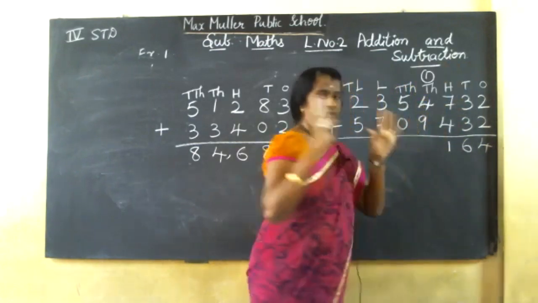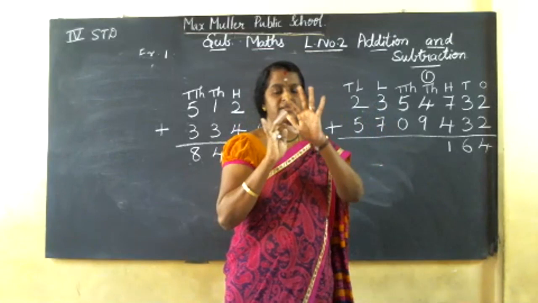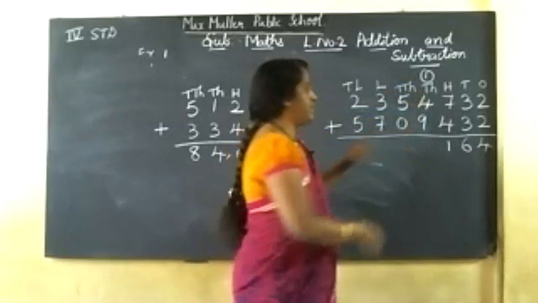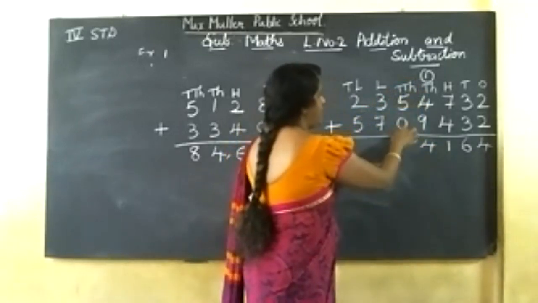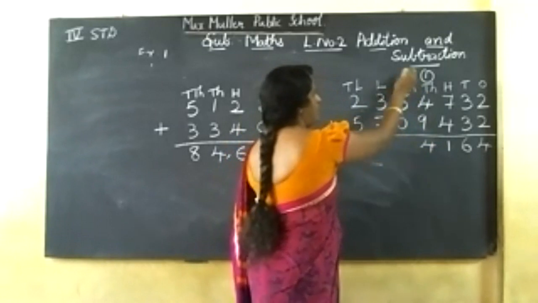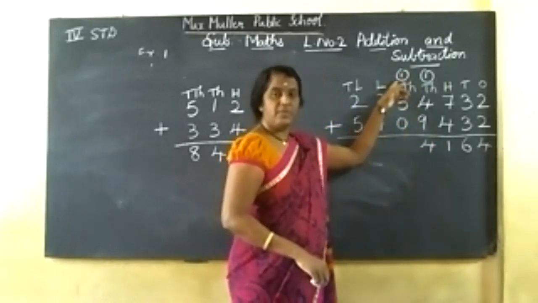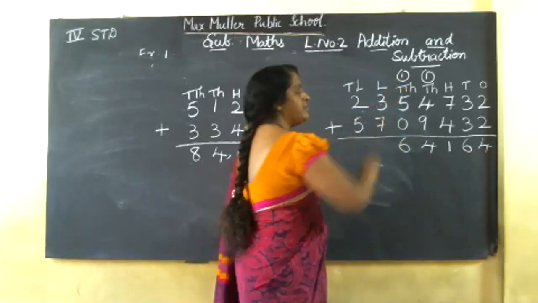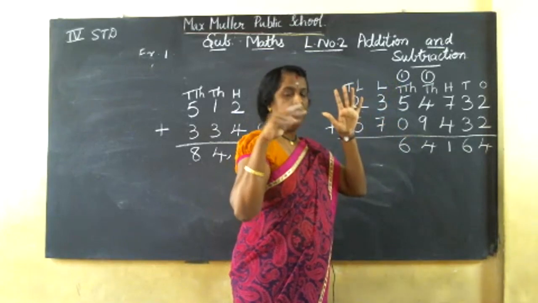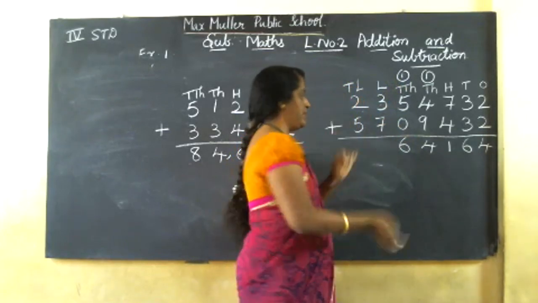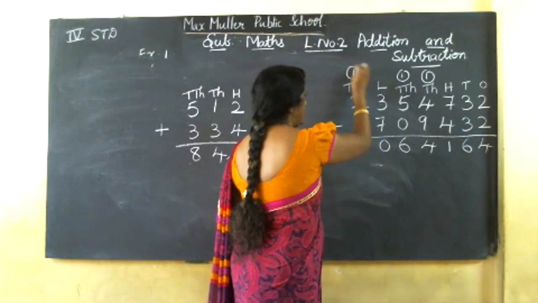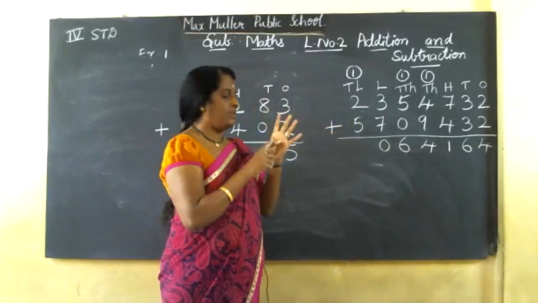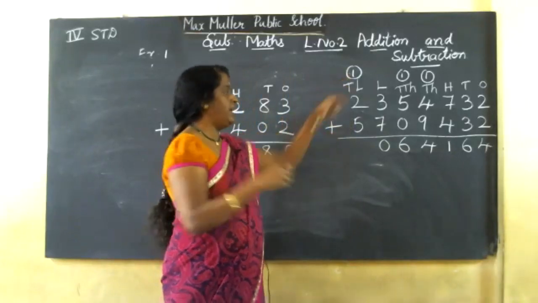4 in the mind, 9 on my finger. After 4, 5, 6, 7, 8, 9, 10, 11, 12, 13. 13 plus 1 is 14. Here 5. 14 means 4 and 1 carry. So 5 plus 1, 6. 3 plus 7, 3 in the mind, 7 on my finger. After 3, 4, 5, 6, 7, 8, 9, 10. 0 and 1 carry. 2 in the mind, 5 on my finger. After 2, 3, 4, 5, 6, 7, 8.